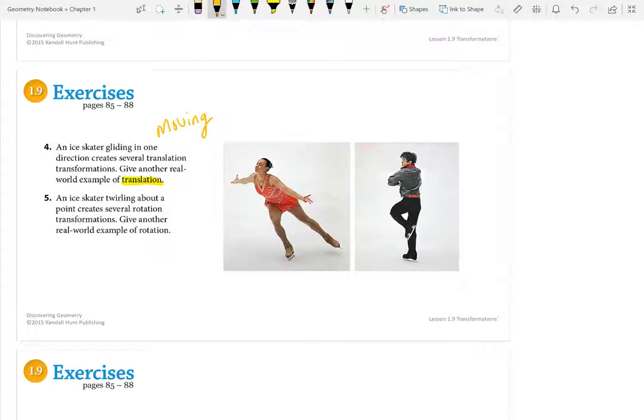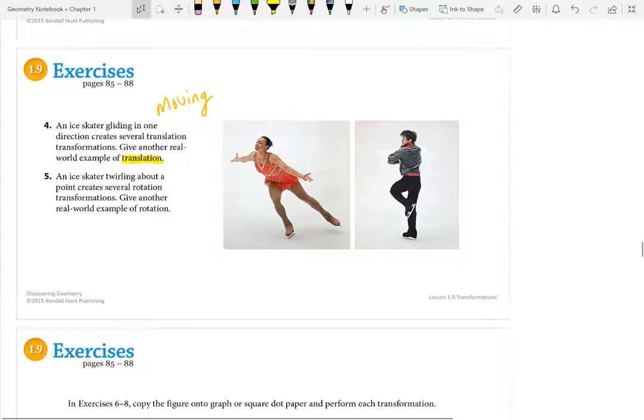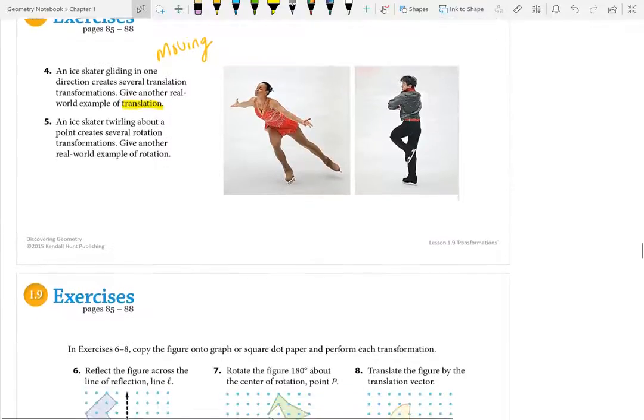So what's an example of moving? Well, how about anytime you're moving your chair in the classroom? You're moving the chair back and forth, or you have a soccer ball and you're kicking the soccer ball around the field, or you're throwing a football. All those would be examples of translations where you're moving an object from one point to another.